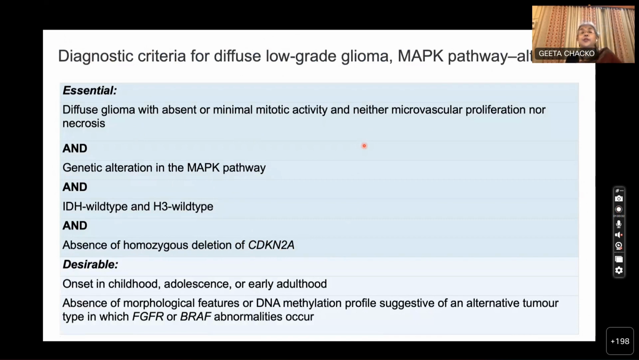If I have a low-grade tumor like this, if I'm not doing any of this, I would just say pediatric-type diffuse low-grade glioma, NOS, and leave it at that and refer it to a larger center if it is required, or if the patient can afford to have these other tests done.